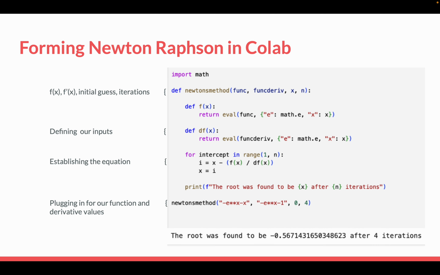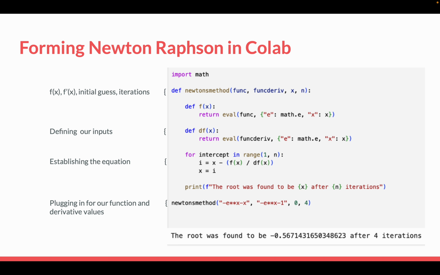When forming a Python script in Google Colab for the Newton-Raphson method, odds are high that you'll need to import some files to aid with the mathematical portion of the code. For this example, I took the root of our first example from the book, negative e to the x minus x. For starters, I gave Newton's method a definition, allowing for the input of the function, its derivative, the initial guess, and the number of iterations we wanted to use.